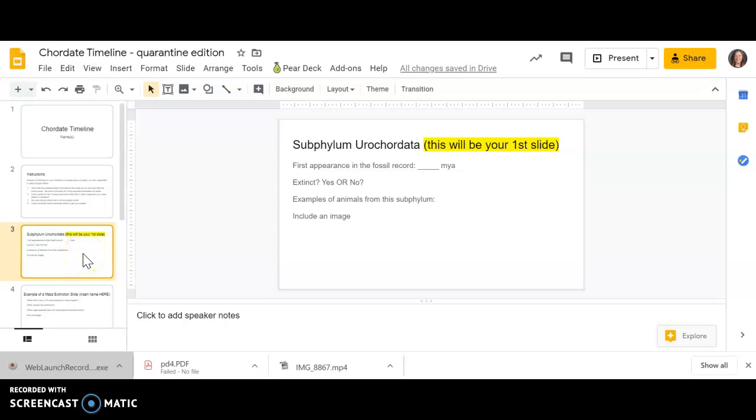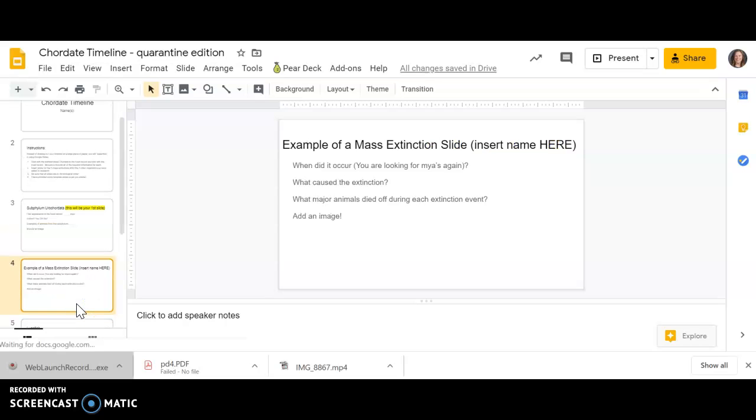So that's going to be your first slide. And then I gave you an example of a slide that you would use for a mass extinction. So you should have 5 of these total. So you're going to put the name of the mass extinction because they all have a name.